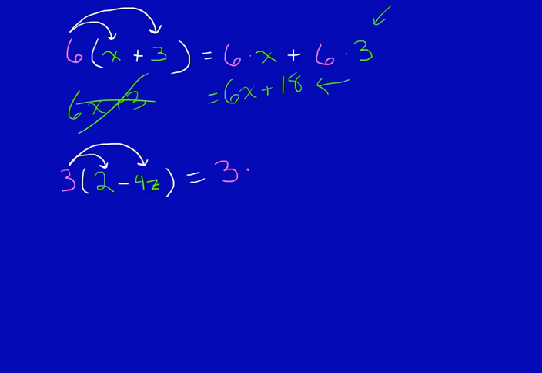3 times the first term 2 minus 3 times the second term 4z. And you can finish simplifying that up as well. But that's how you deal with those first 2.